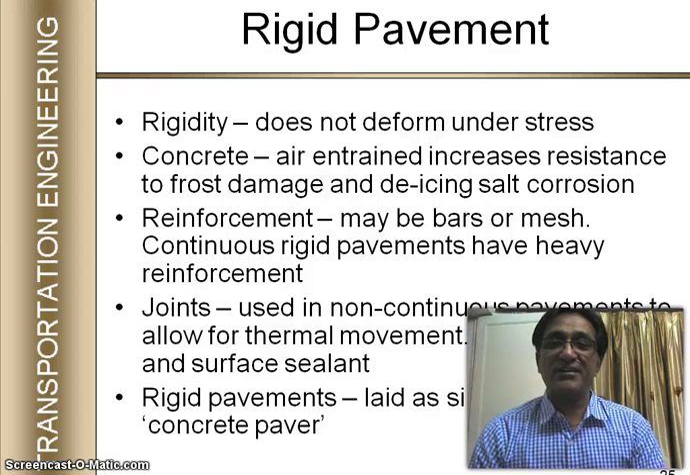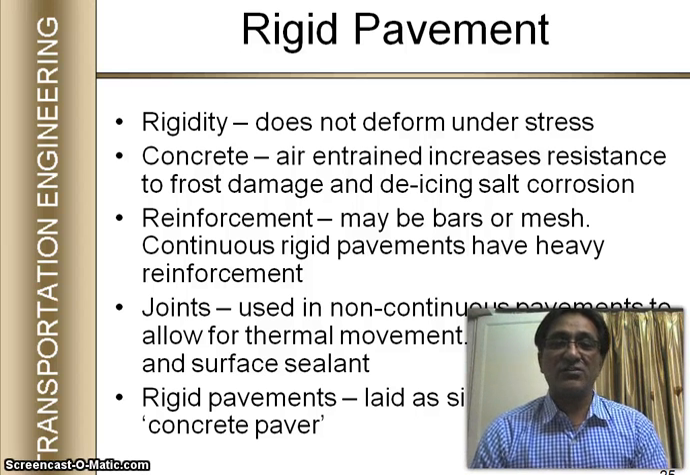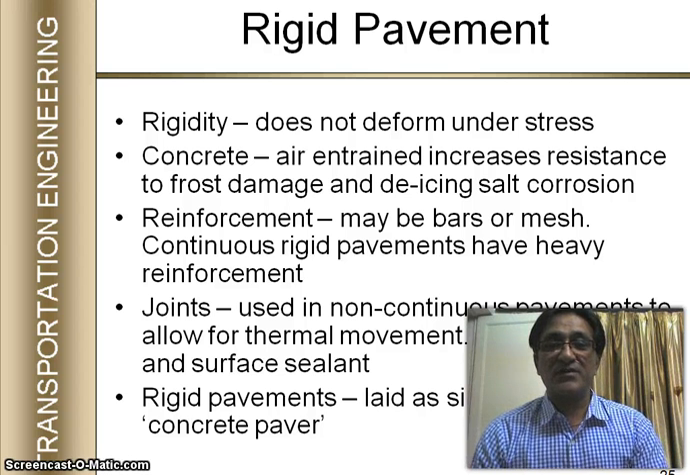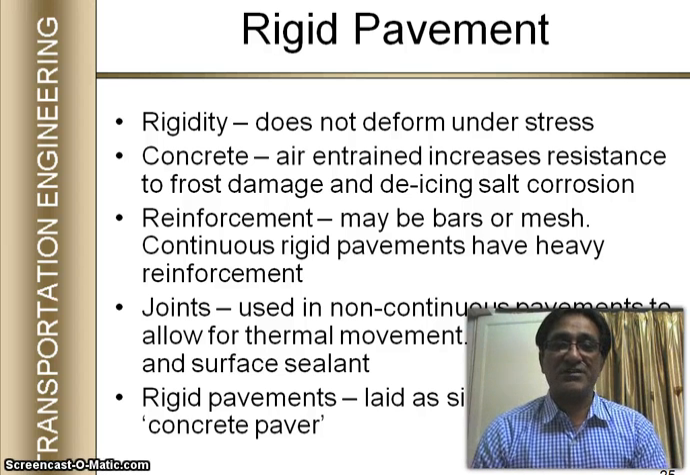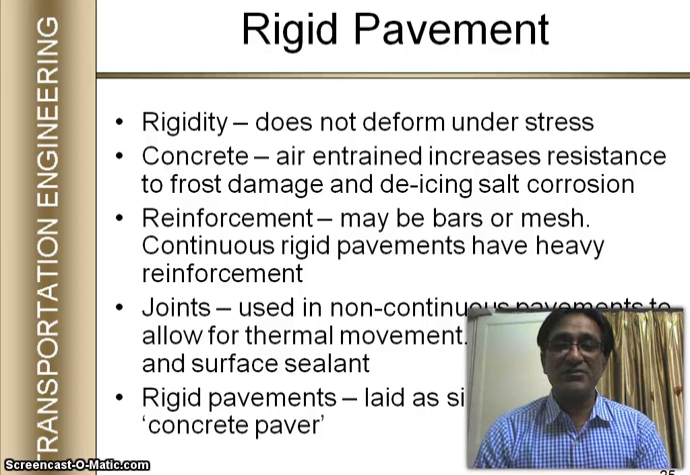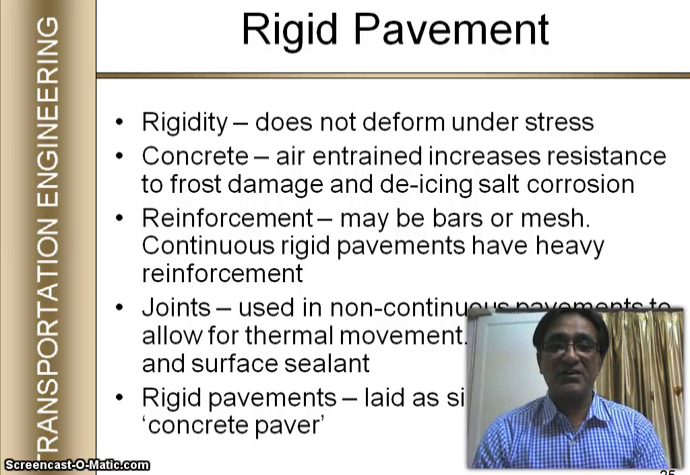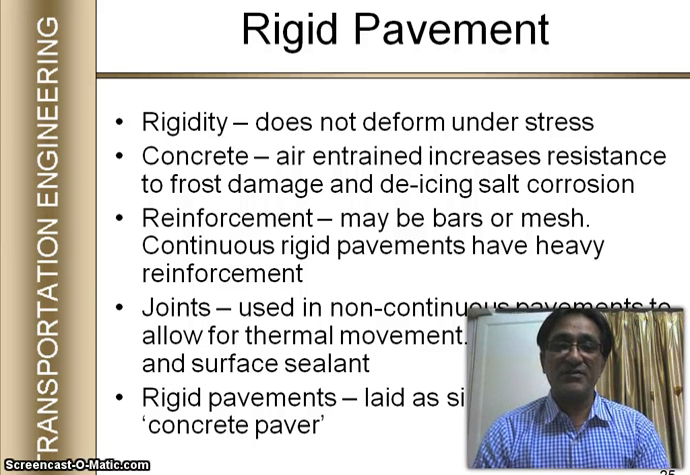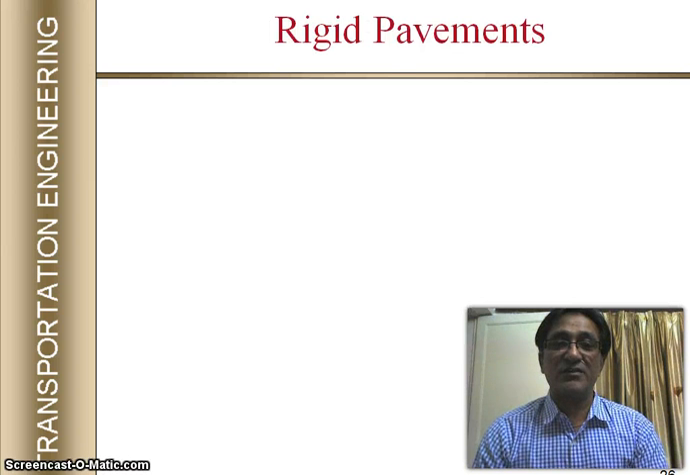Concrete air entrant increases resistance to frost damage and de-icing salt corrosion. Reinforcement may be bars or mesh. Continuous rigid pavements have heavy reinforcement. Joints are used in the non-continuous pavements to allow for thermal movement, and include the filler and surface sealant. Rigid pavements are laid as a single layer by a concrete paver.